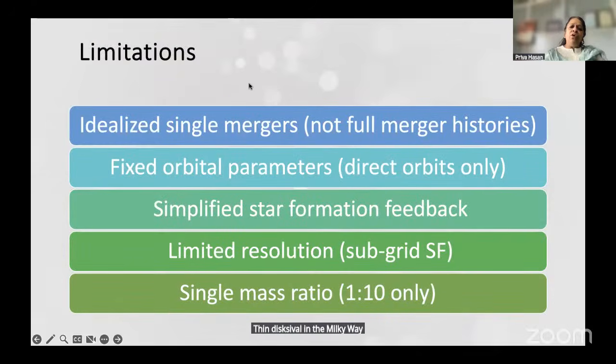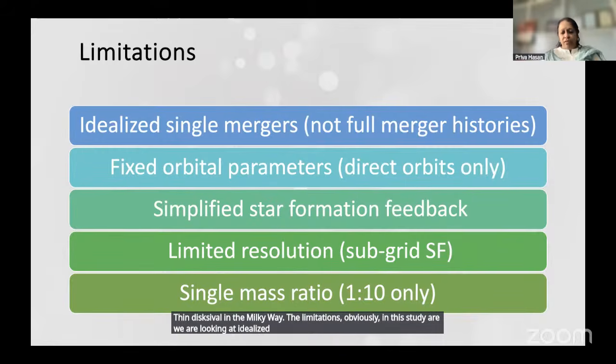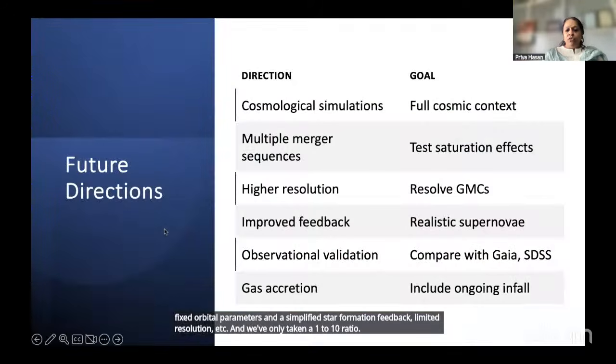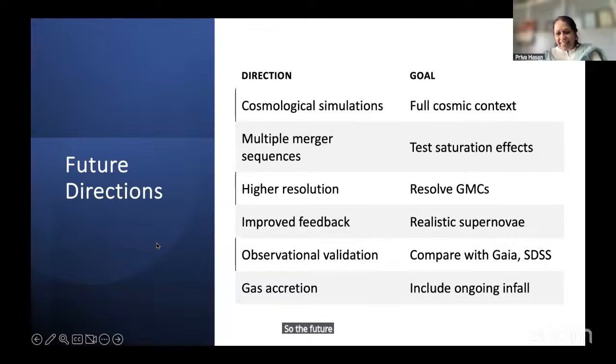The limitations in this study are that we are looking at idealized single mergers, not full merger histories, with fixed orbital parameters, simplified star formation feedback, limited resolution, etc. And we've only taken a 1:10 ratio. So the future direction is looking at cosmological simulations, etc.